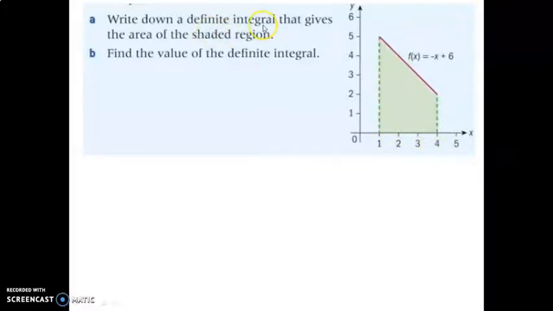It says write the definite integral that gives you the shaded area. So what would be the definite integral for this? It would be written first, and in part b we're going to find the value of the definite integral. So first we're going to write the integral, then we're going to find the value.